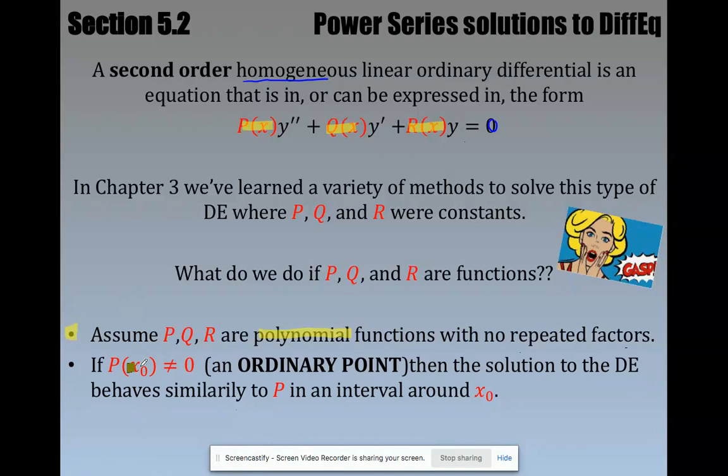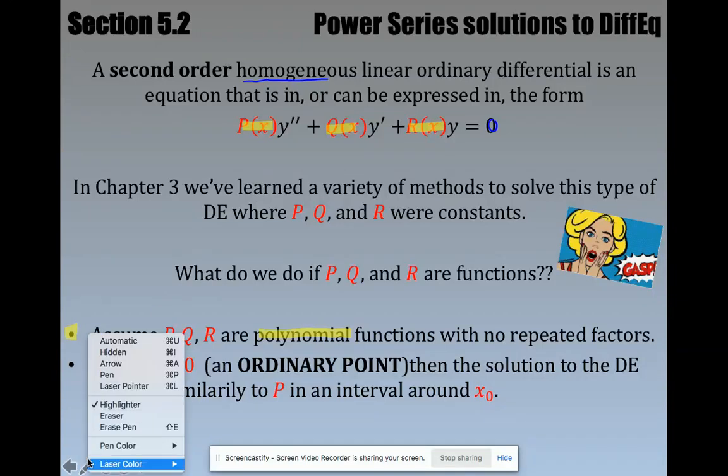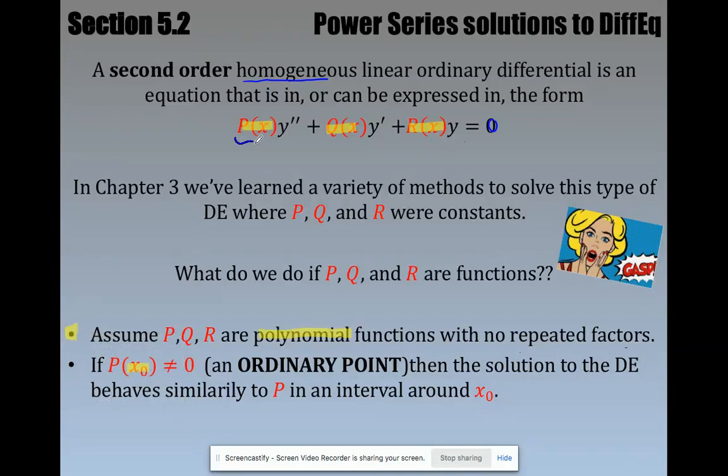If you take the center of a power series expansion and plug it into the function in front of y double prime here, and as long as you plug that number in and you don't get 0, then that point, that center, x sub 0, comma, y sub 0, is called an ordinary point. And the solution to the differential equation behaves similarly to this function in some interval, so you should write it with a power series, radius of convergence, around the center.